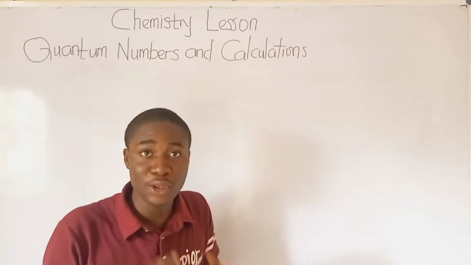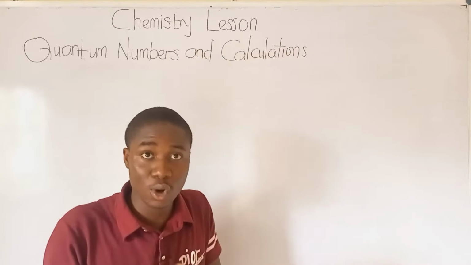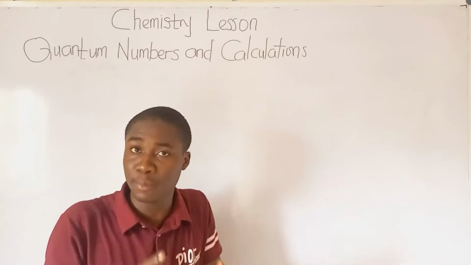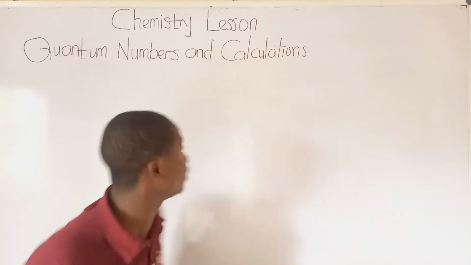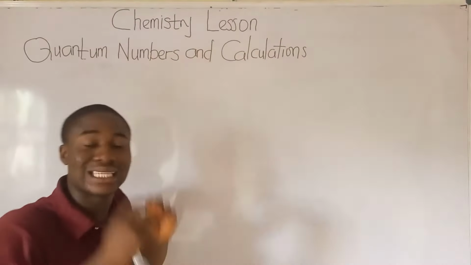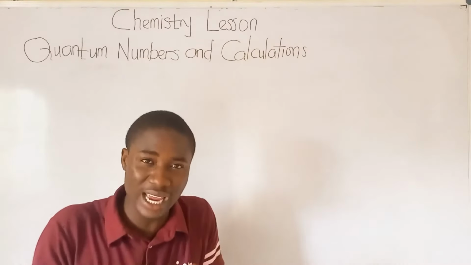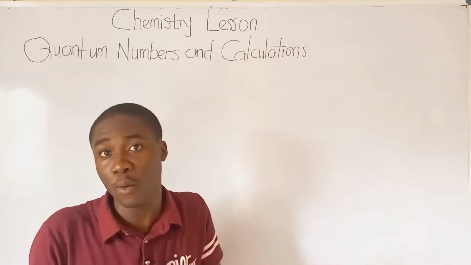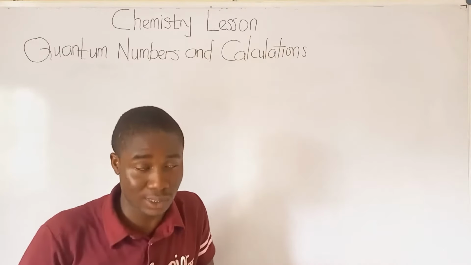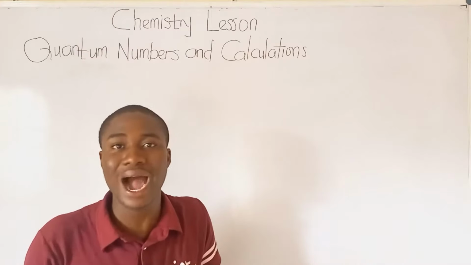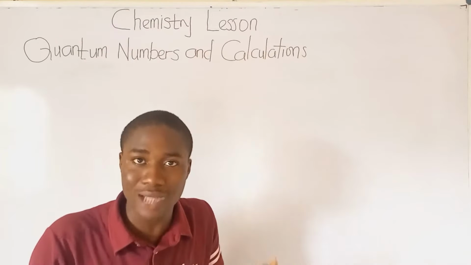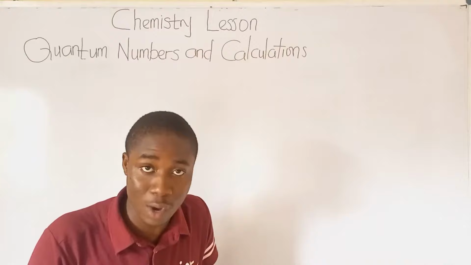In today's video lesson, I'll be discussing a very important aspect in chemistry, and it is simply called quantum numbers and the calculations involved in quantum numbers. Now, it must be noted that in chemistry, we have four basic quantum numbers. And what are these quantum numbers?